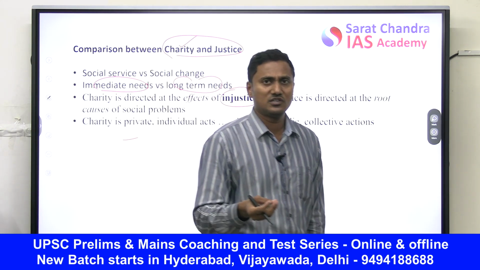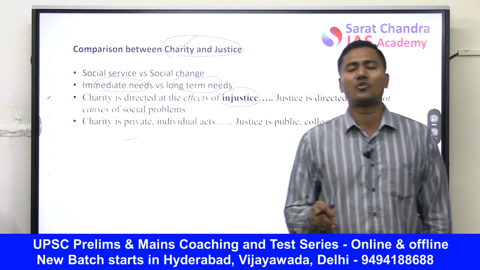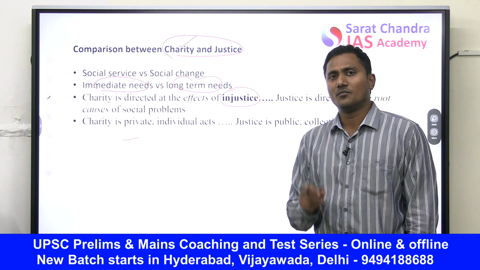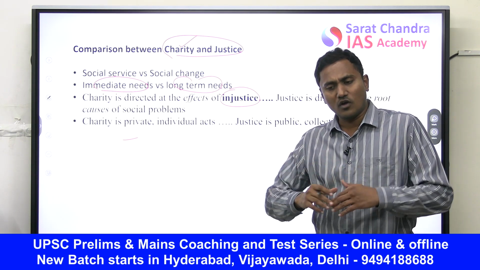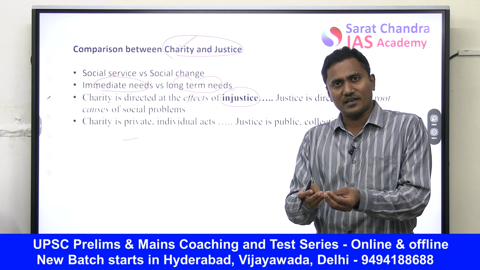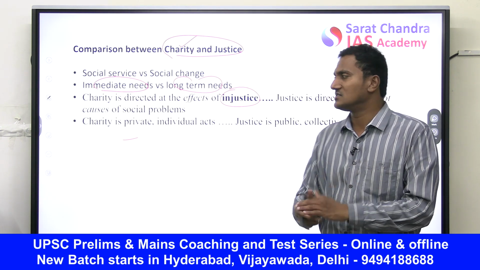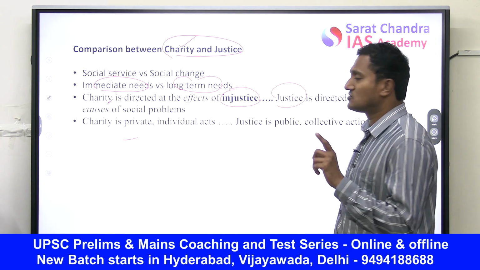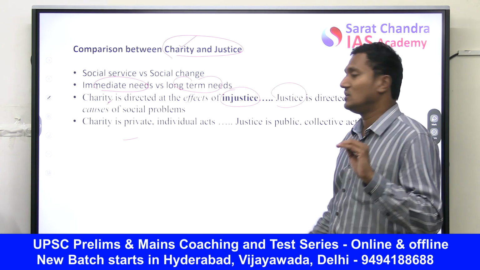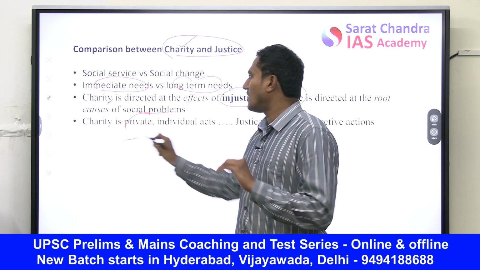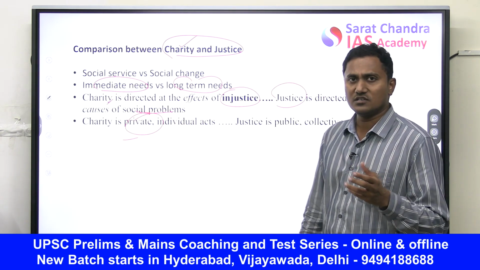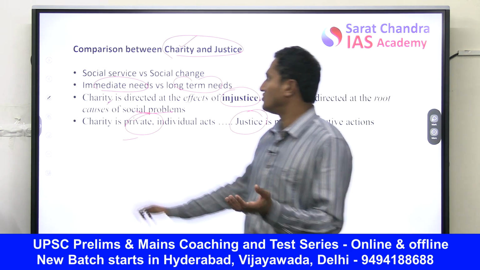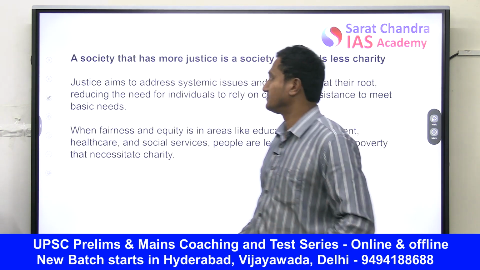For example, poverty occurs because of injustice, because of improper distribution of resources. To solve the problem at a lower scale, to meet the immediate requirements, we go for charity. Whereas justice always solves the root causes of the social problems. Generally, charity is done by individuals and organizations at the private level, whereas justice is done by collective action or the government at a higher level.